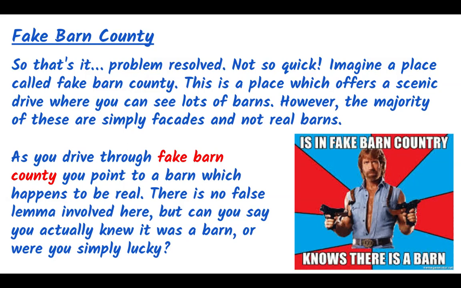One of the problems that we encounter is, as we drive through Fake Barn County, you point to a barn which happens to be real. So, for example, let's say that there are 100 barns and you appear to have spotted the only one out of those 100 which is real. Now, in this case, there isn't a false lemma involved here. But can you actually say that you knew it was a barn, or were you simply lucky? I think most of us would think that you identified it out of luck rather than out of judgment. And as a consequence, there isn't a false lemma involved here, but can you really say that you have knowledge?